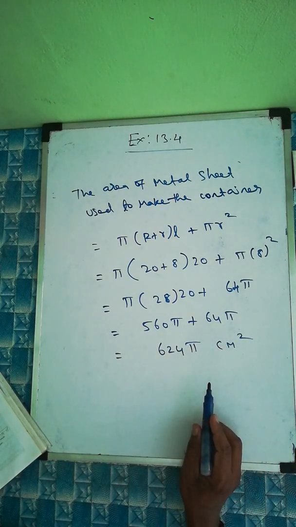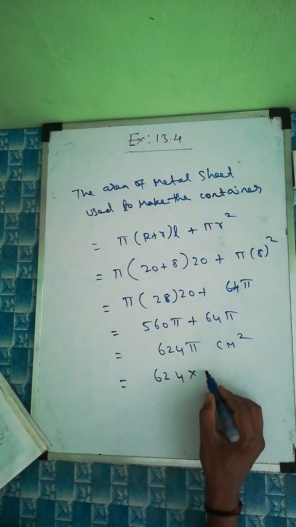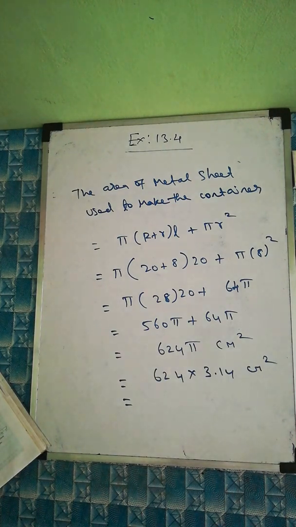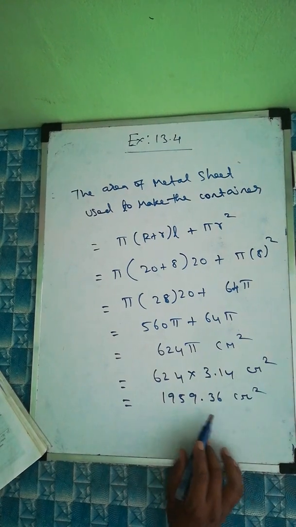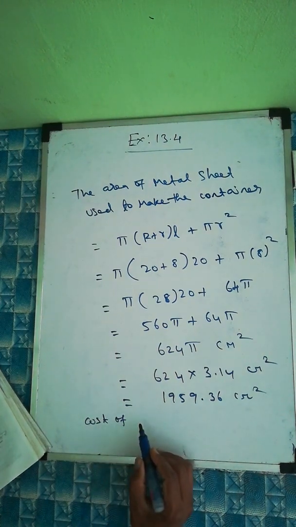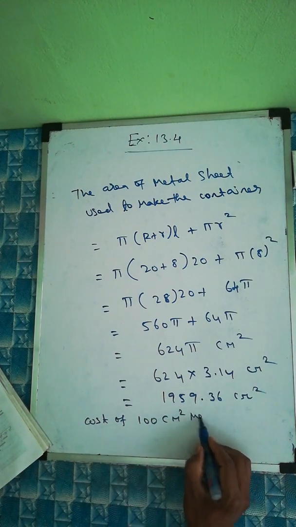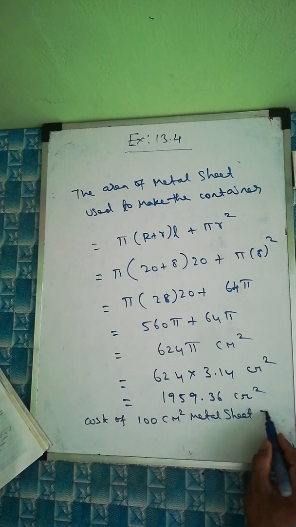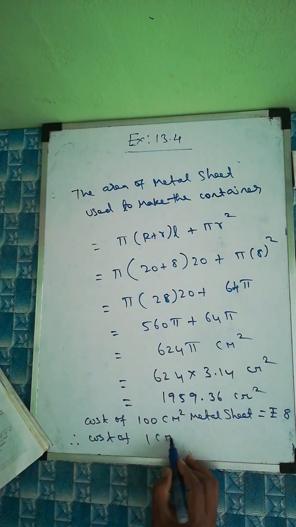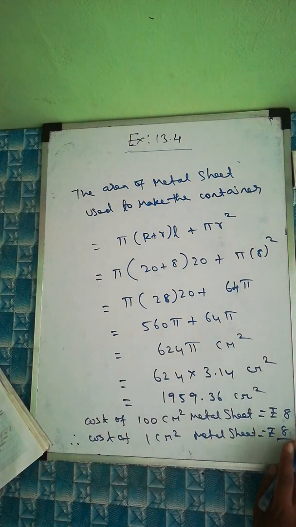We can just multiply straightaway. 624 into pi, and you have to use the pi value 3.14, so we'll multiply. So 1959.36 centimeters square. Now the cost of 100 centimeters square metal sheet is given. How many rupees? See the question, it's 8 rupees. And therefore the cost of 1 centimeter square metal sheet will be rupees 8 by 100.